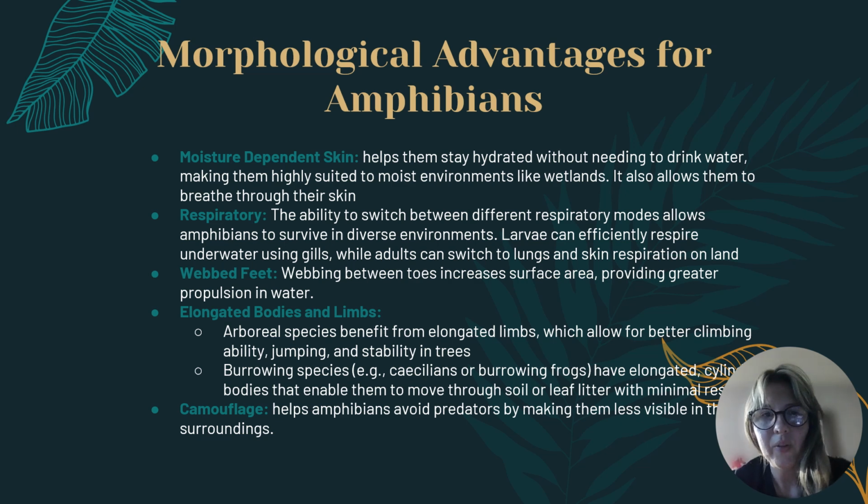Like mentioned earlier, you've got your elongated bodies and limbs. The arboreal species benefit from those elongated limbs because it really allows them to have better climbing ability, jumping, and stability in trees. Whereas those burrowing species, such as the caecilians or burrowing frogs, have elongated cylindrical bodies that enable them to move through soil with minimal resistance, so they're not going to have legs or bumpy skin or anything that could cause them to stop being able to move. You're also going to have your camouflage, which helps amphibians avoid predators by making them less visible in their surroundings.